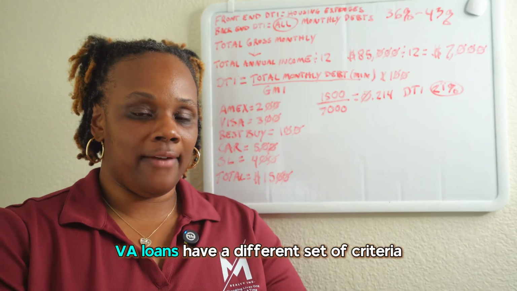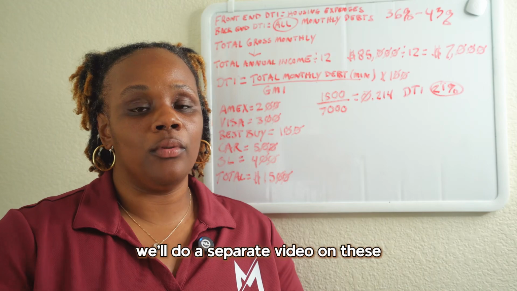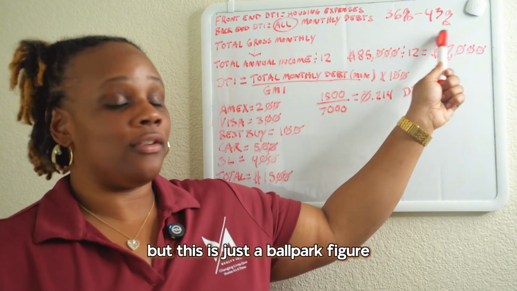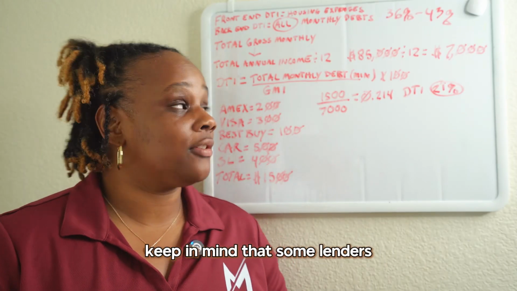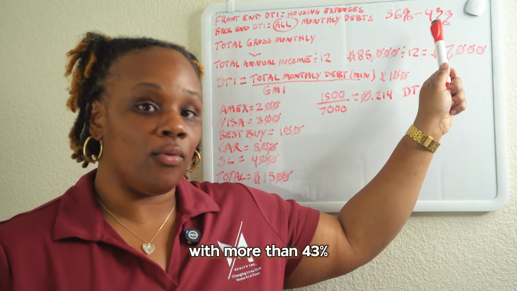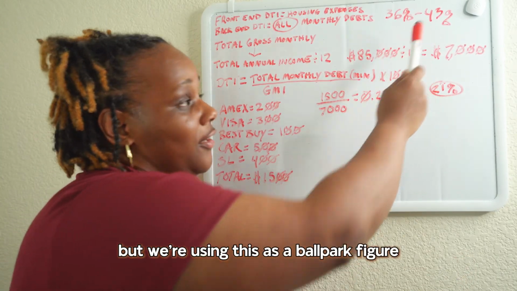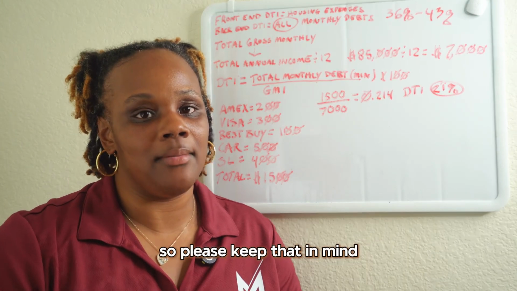VA loans have a different set of criteria when it comes to getting qualified for a home. We'll do a separate video on these, but this is just a ballpark figure of what lenders want to see. Keep in mind that some lenders are going to be able to get you approved with more than 43%, but we're using this as a ballpark figure and just to stay in the safe zone right now. So please keep that in mind.